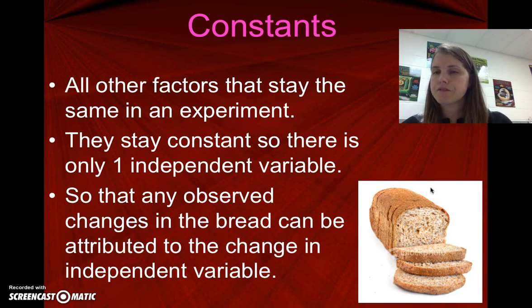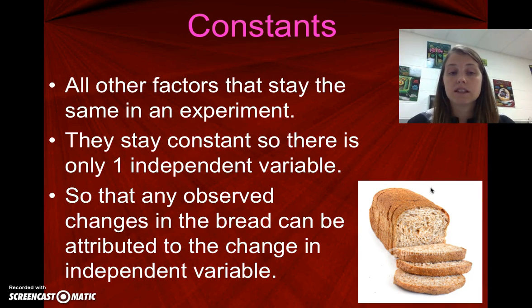Constants, these are all the other factors. So if you remember, I said there should only be one thing that changes, or one independent variable, one cause. Now, all of the rest of the things that could have an effect on the dependent variable need to stay the same, and those are the constants. So all the factors in the experiment that stay the same.